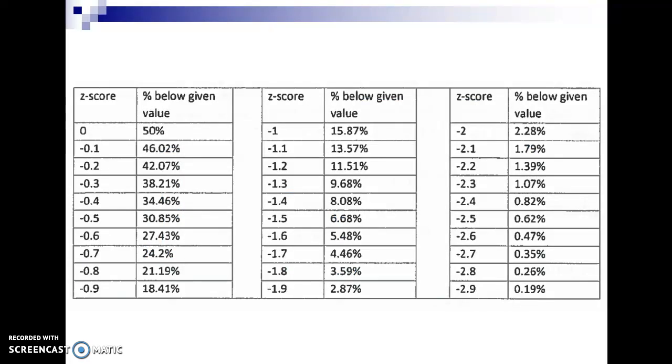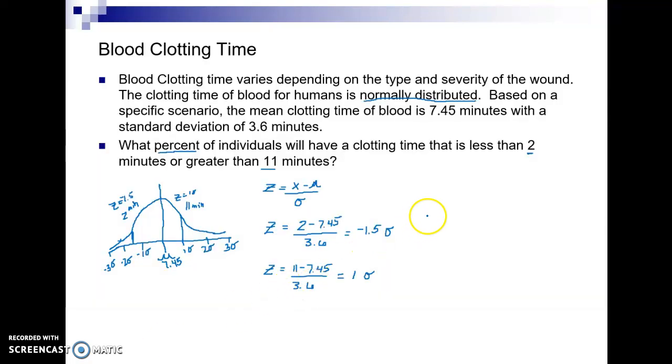So I look at my table. My first z-score was -1.5, so that's right here, 6.68%. My other one was 1 exact, and I know that I use positive and negatives interchangeably, so 15.87. So let's take that information back. So this had a percent associated with it of 6.68. And this one had a percent associated with it of 15.87.